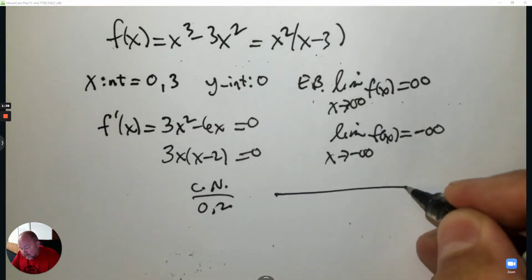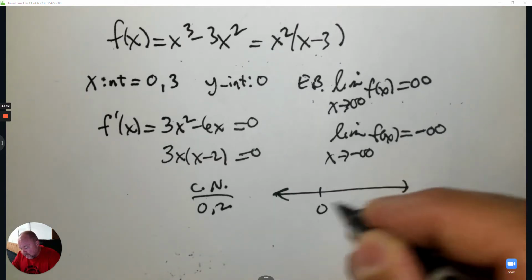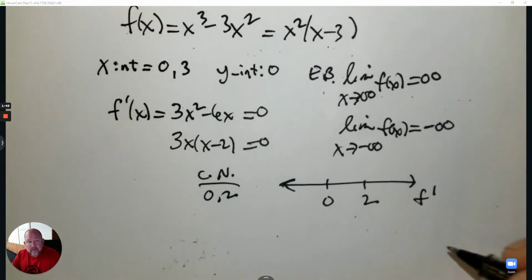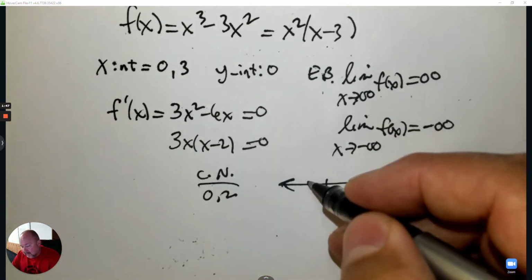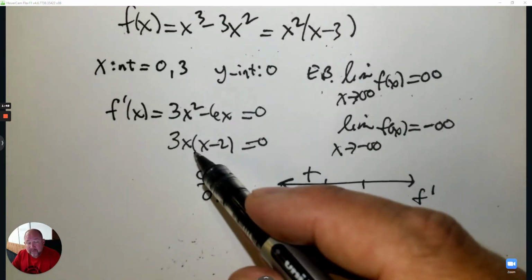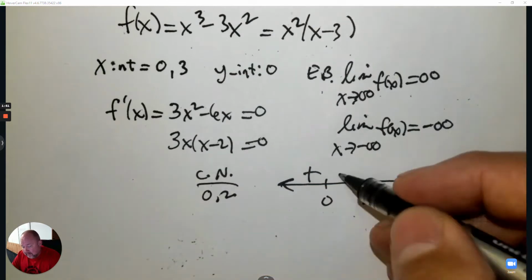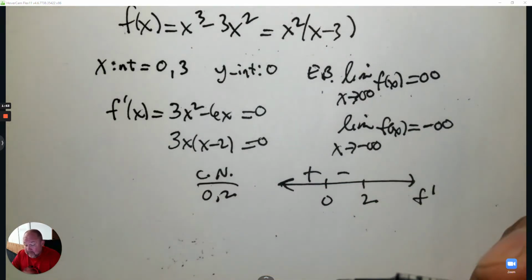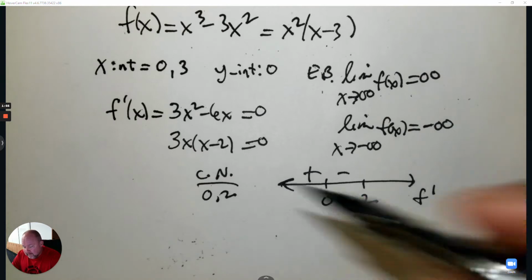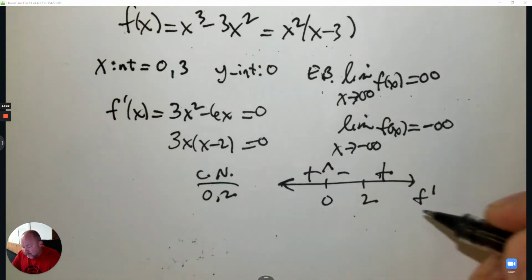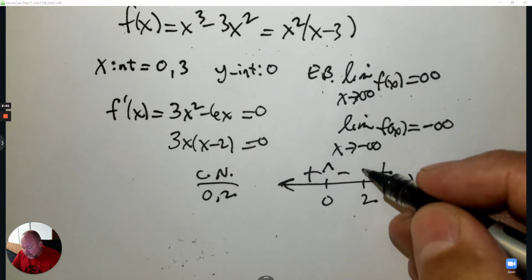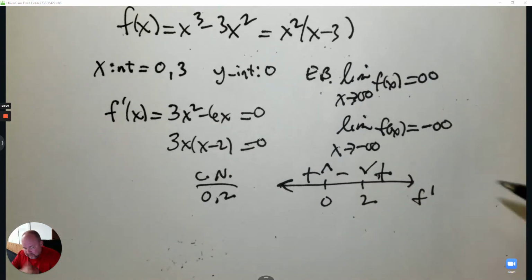So we can draw a number line for the first derivative. And then if we plug in -1, we have a negative times a negative. If I plug in +1, that's a positive times a negative. And if I plug in a number bigger than 2, like 3, that's a positive times a positive. So I know that there's a maximum at 0 and there's a local minimum at 2.